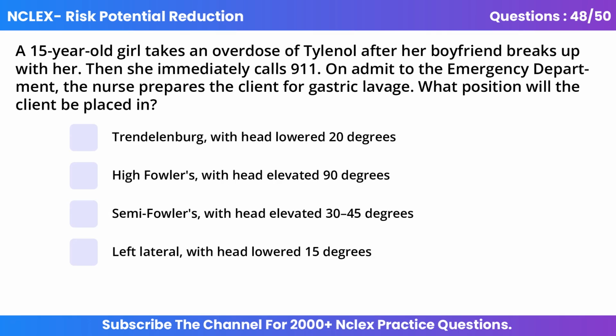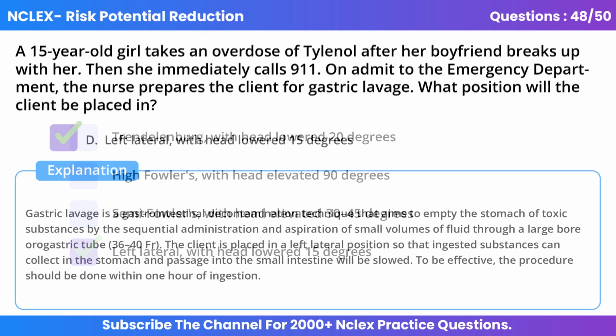Question 48. A 15-year-old girl takes an overdose of Tylenol after her boyfriend breaks up with her. Then she immediately calls 911. On admit to the emergency department, the nurse prepares the client for gastric lavage. What position will the client be placed in? D. Left lateral, with head lowered 15 degrees.